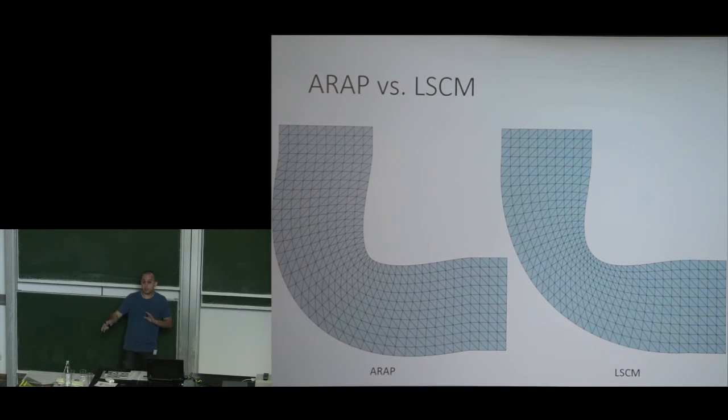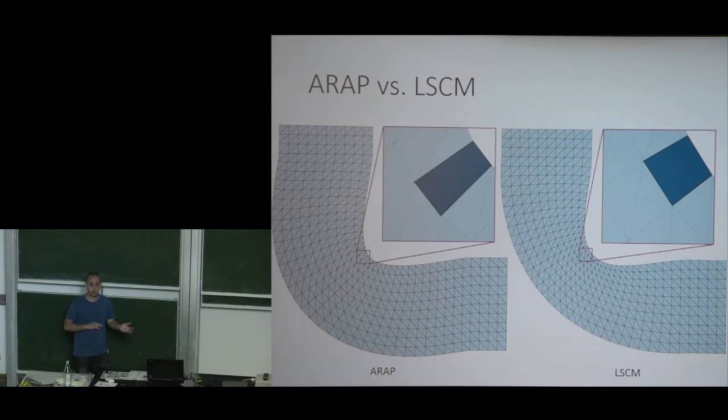So I think it's interesting for a second to notice the difference between as rigid as possible energy and the least squares conformal map, which basically take almost the same form, except for the fact that in one we measure the distance from rotation matrices, and in one we measure the distance from similarity matrices. So you see that the transformations are similar, but not exactly the same.